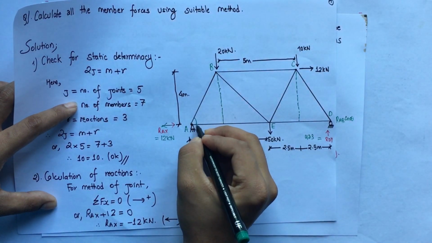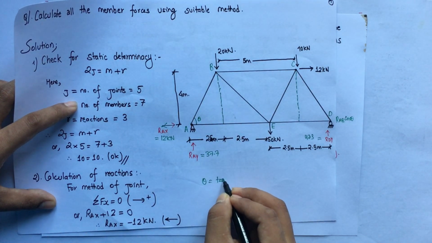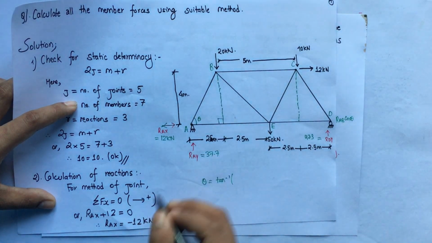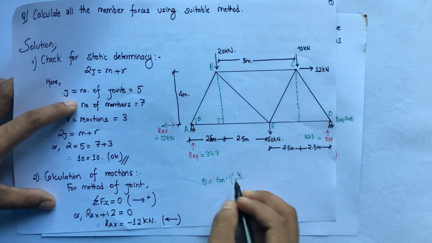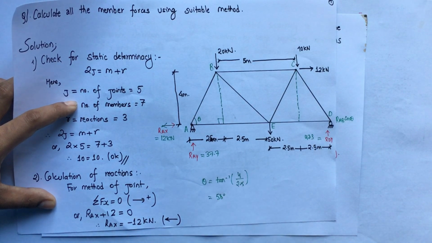Now let us compute the angle theta. So theta is equal to tan inverse of perpendicular by base. Considering this angle as 90 degree, the perpendicular is 4 meter and the base is 2.5 meter. So on solving this we get 58 degree.